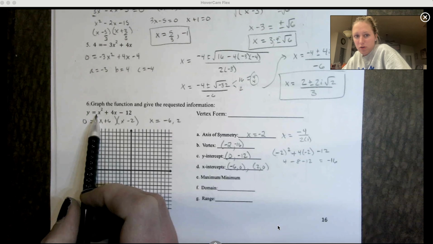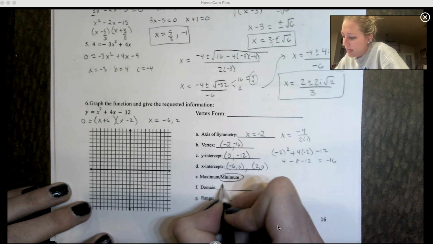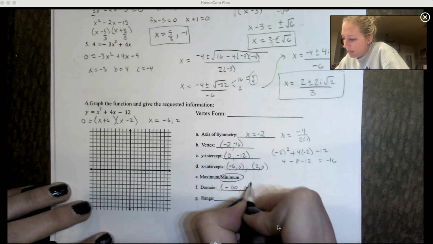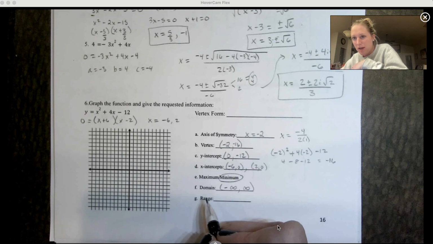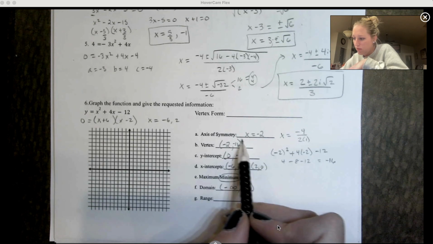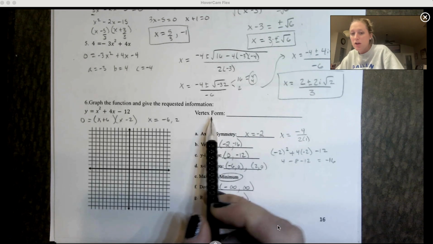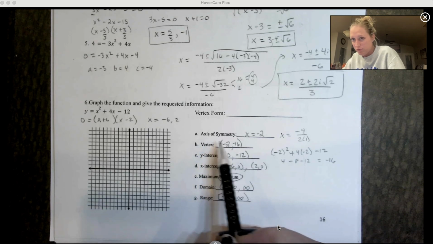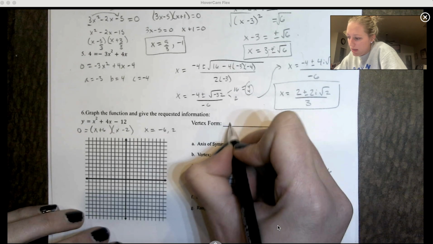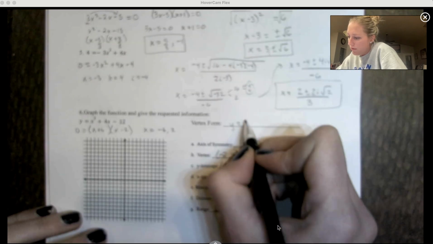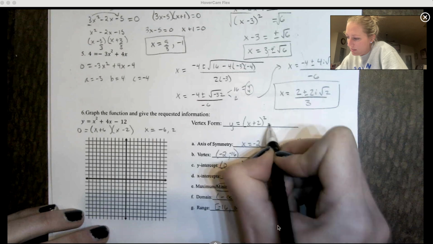Okay, because my leading coefficient is positive, it's going to open up, which means my vertex is a minimum. The domain of any quadratic is all real numbers. The range, because this opens up, the lowest point my graph will ever hit is the vertex, and the y-coordinate of my vertex is negative 16, and then it's going to go up forever. Okay, vertex form, I could complete the square to put it in vertex form as well, but I already kind of did the work that I needed to. Here's my vertex, and my a value is 1, so if I put this in vertex form, I'd have x plus 2 squared, and then minus 16.